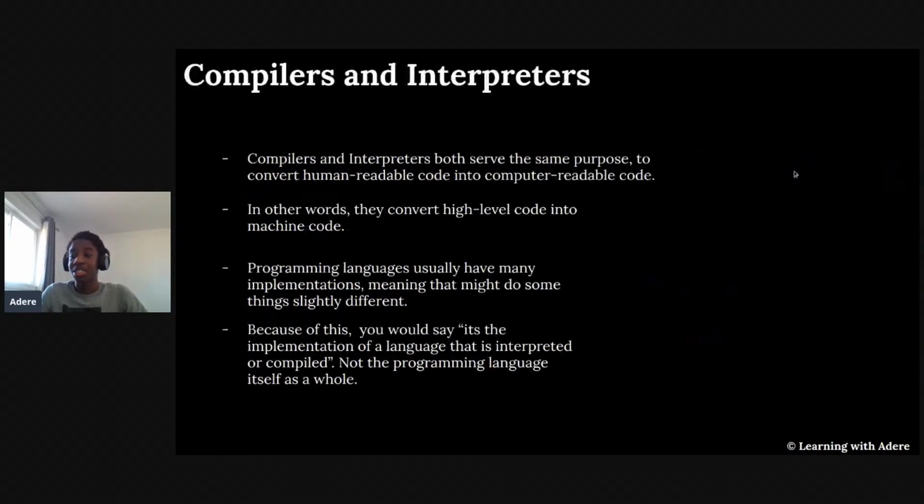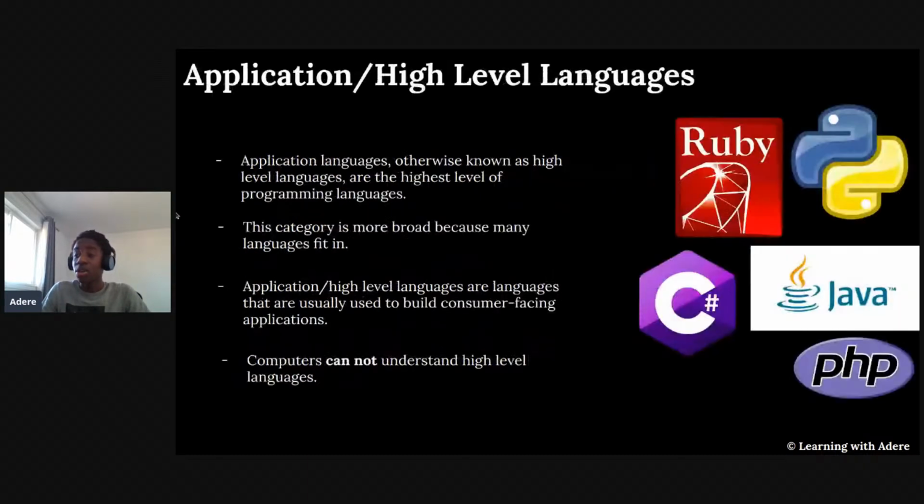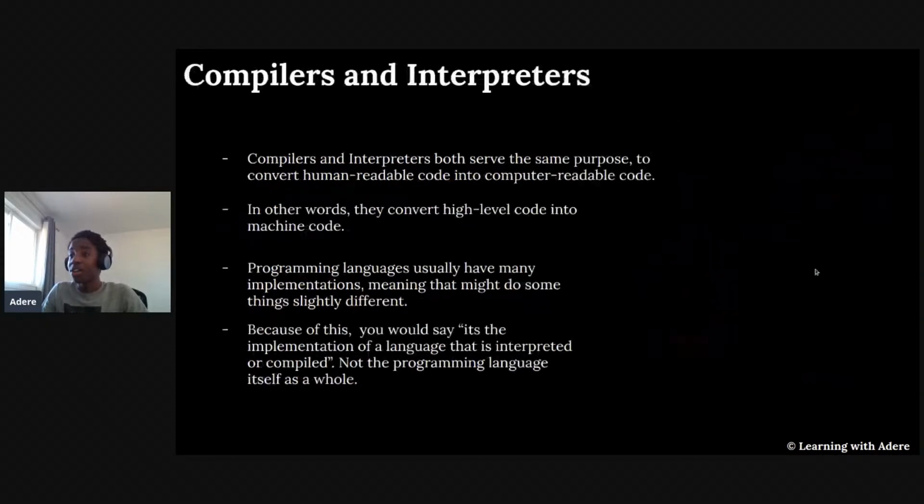Okay, so that brings us to our next topic, which is compilers and interpreters. It might get a little bit confusing, but I'm going to do my best to explain it. Compilers and interpreters both serve the same purpose, which is to convert human-readable code into computer-readable code. If you remember what I mentioned last slide, computers cannot understand high-level languages, and they can only really understand binary. So in order for them to understand Python, we have to use compilers and interpreters. This is used for other high-level languages as well. They convert high-level code into machine code.